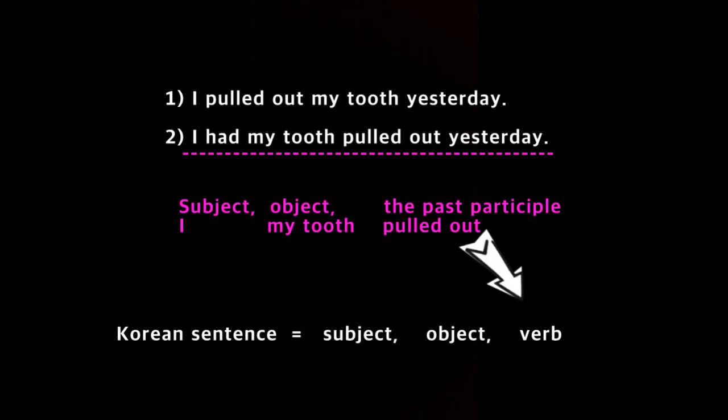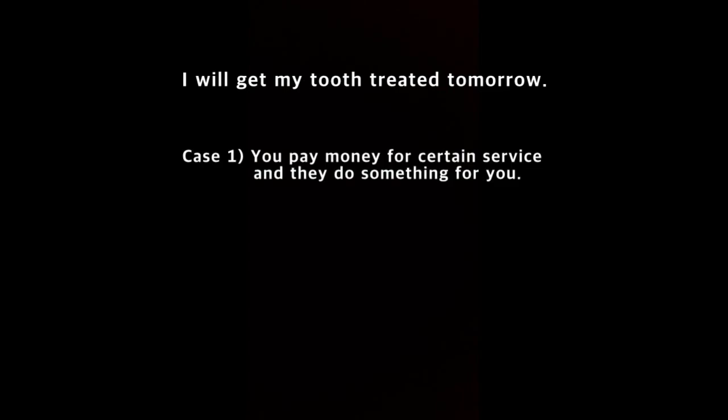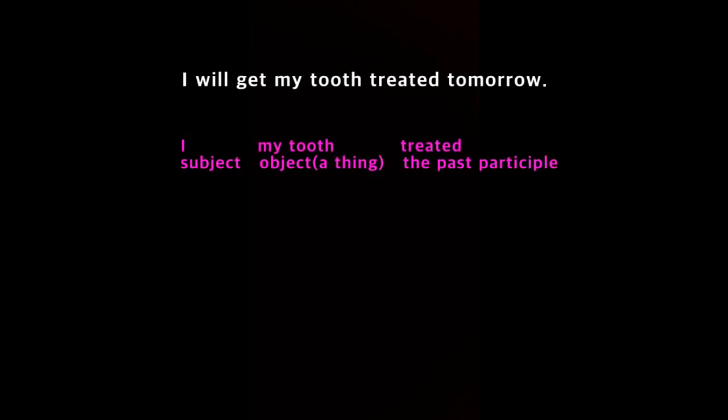And what about the tense of this verb? The tense of the English sentence is the past tense, so you just need to apply the past tense formula to your Korean sentence. Okay, then let's make a Korean sentence to deliver the meaning of this English sentence. This is included in the first case, and its object is a thing, and this sentence is in the future tense. Extract three factors, subject, object, and the past participle.